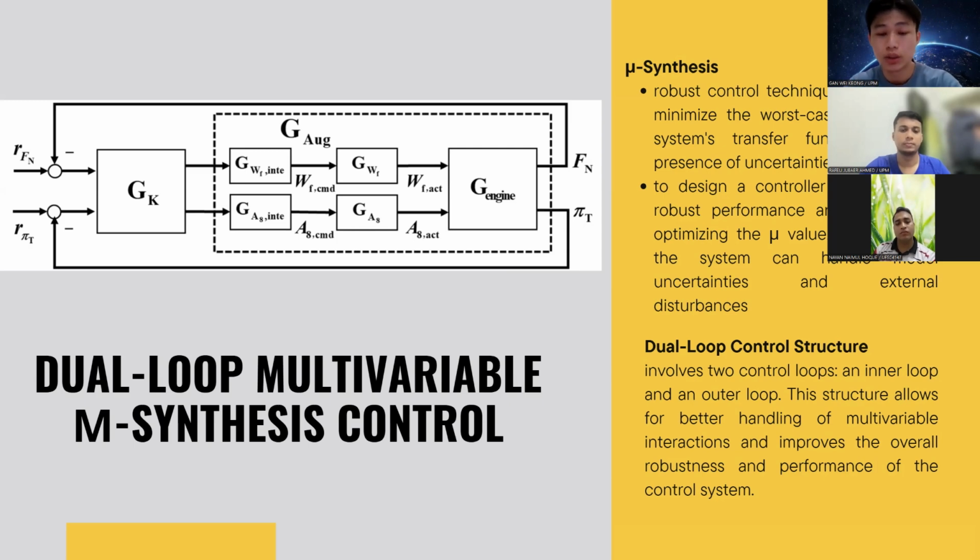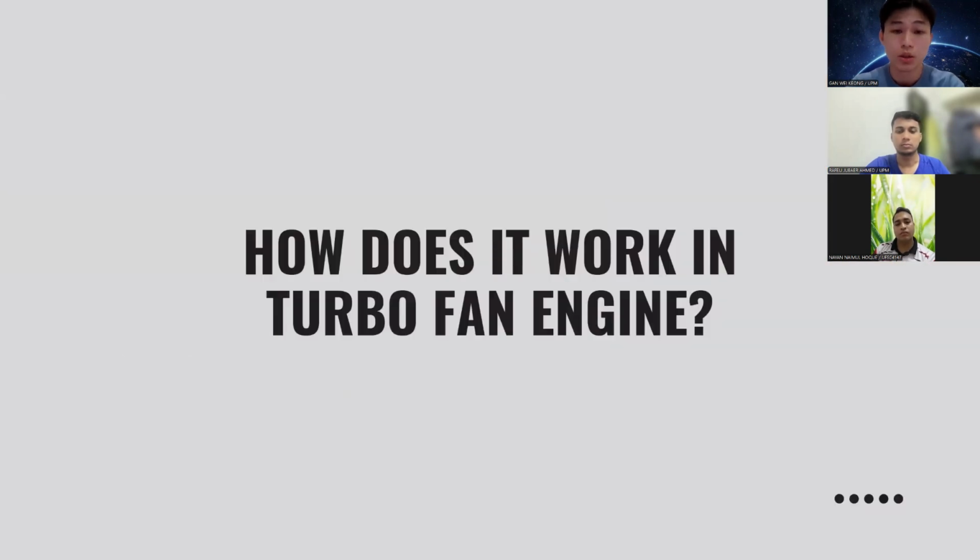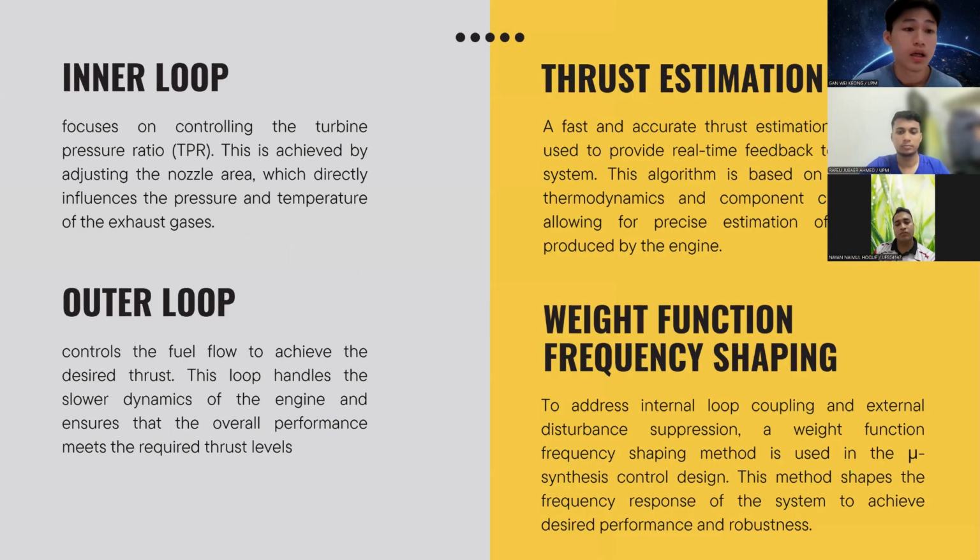Let us look at the application in the turbofan engine. How does this work in engine thrust control? The inner loop focuses on controlling the turbine pressure ratio, TPR. This is achieved by adjusting the nozzle area, which directly influences the pressure and temperature of the exhaust gas. The outer loop controls the fuel flow to achieve the desired thrust. This loop handles slower dynamics, as I said just now, to ensure the overall performance meets the required thrust.